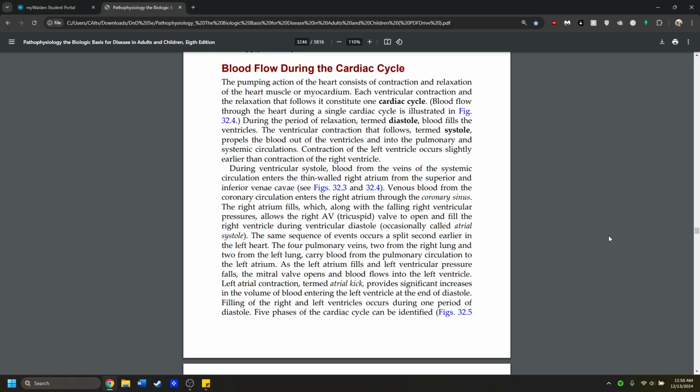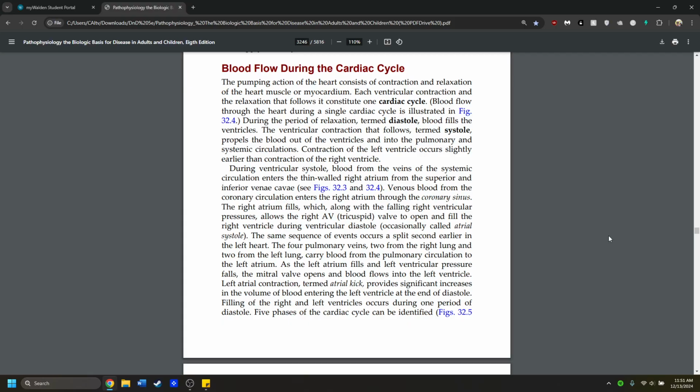Blood flow during the cardiac cycle. The pumping action of the heart consists of contraction and relaxation of the heart muscle, or myocardium. Each ventricular contraction and relaxation that follows it constitute one cardiac cycle. Blood flow through the heart during the single cardiac cycle is illustrated in figure 32.4.